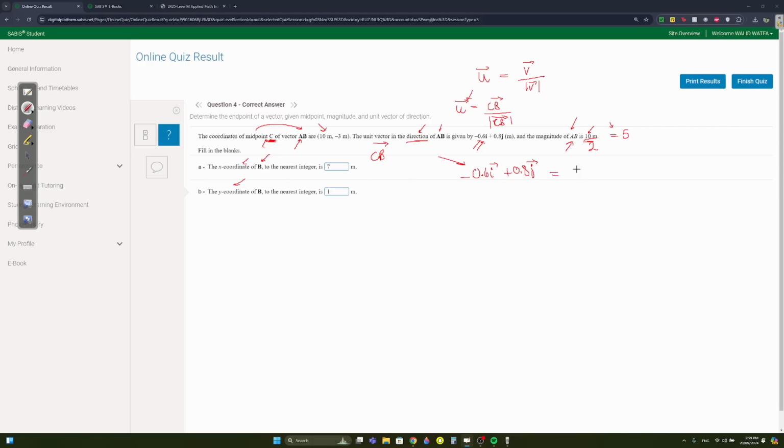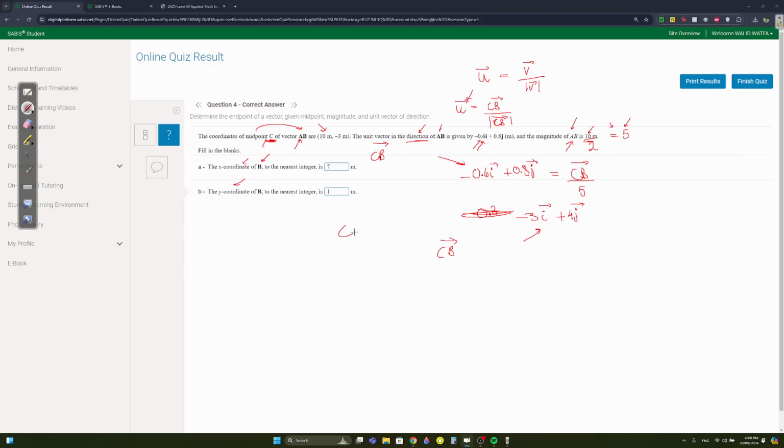Unit vector equals the vector CB, which we don't know, we're trying to find, over the magnitude of CB, which is 5. So the unit vector equals CB over 5. We just multiply everything by 5. You're going to get minus 3i plus 4j. So this is your vector CB, minus 3i plus 4j.